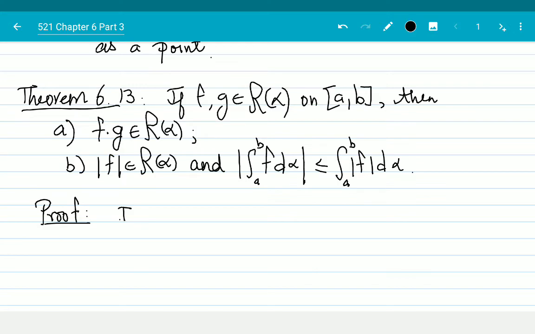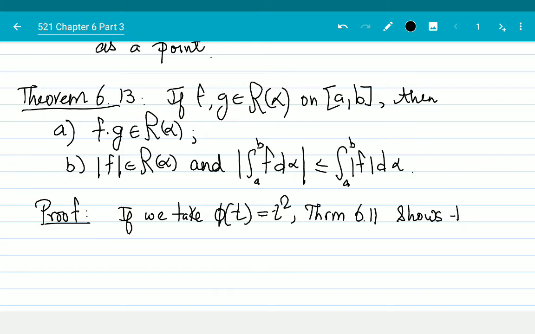If we take phi of t equal to t squared, then theorem 6.11 shows that f squared belongs to R alpha if f belongs to R alpha.